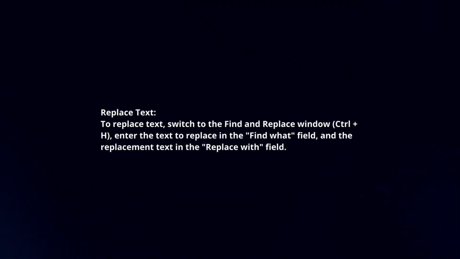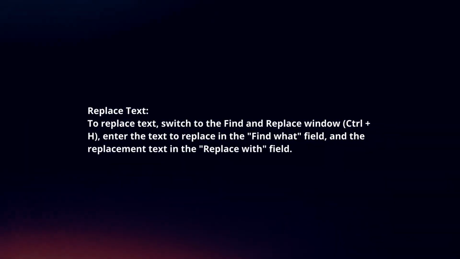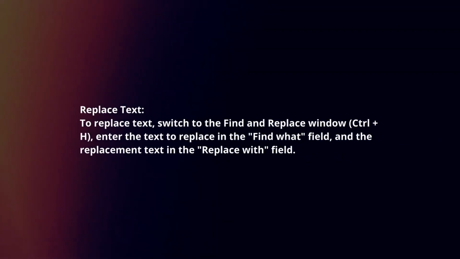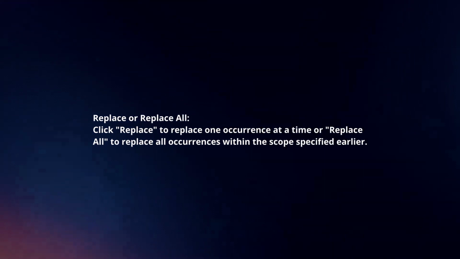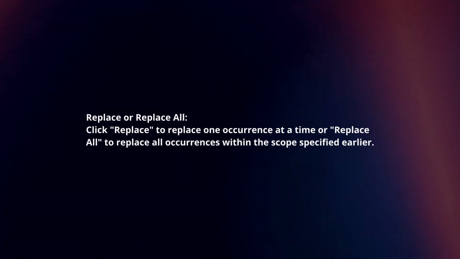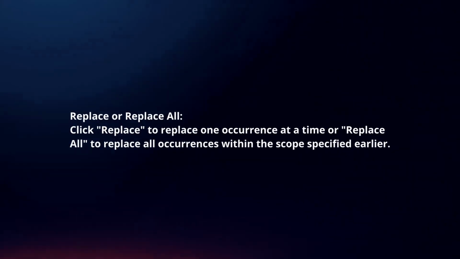Replace text. To replace text, switch to the Find and Replace window, enter the text to replace in the Find What field, and the replacement text in the Replace With field. Replace or Replace All. Click Replace to replace one occurrence at a time or Replace All to replace all occurrences within the scope specified earlier.